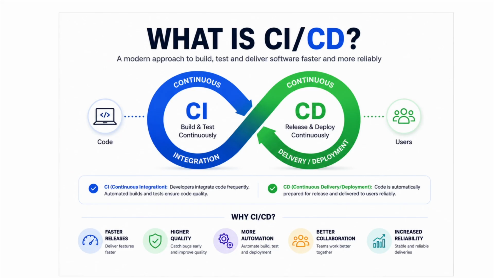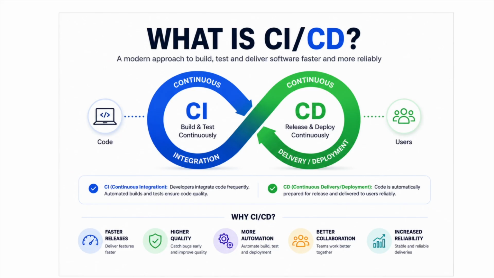In today's video, we are going to learn about CI/CD, one of the most important concepts in DevOps. We will understand what CI/CD is, why companies use it, and how it helps teams to build, test, and deploy applications faster. We will also look at a real-world example using GitHub Actions. So, if you are new to DevOps, don't worry, I'll explain everything in simple terms. Let's get started.